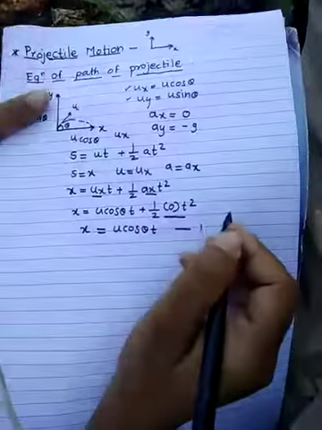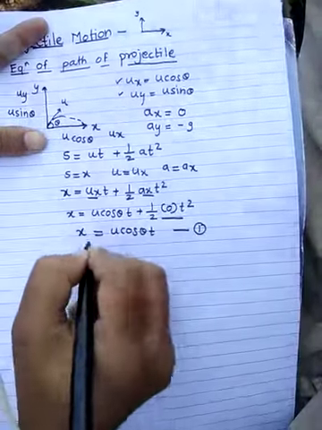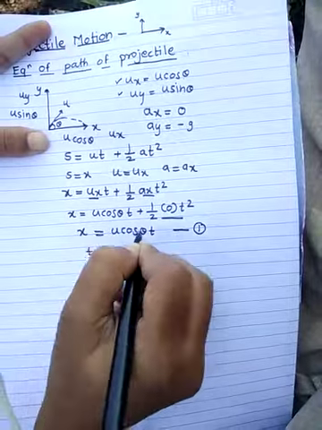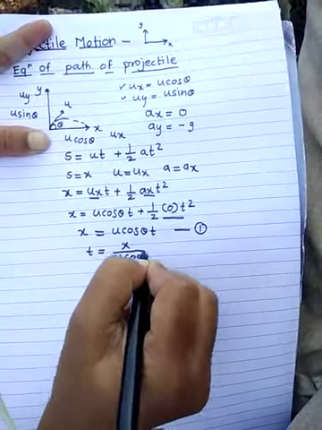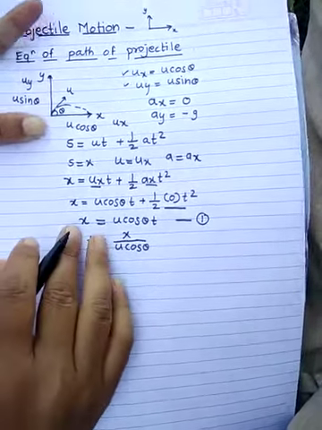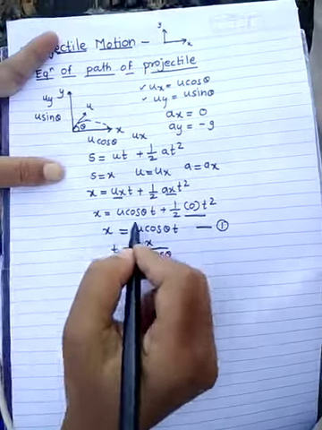So we can write this equation for t also. t equals x upon u cos theta. So we have got t, and here we have found the equation in terms of x.